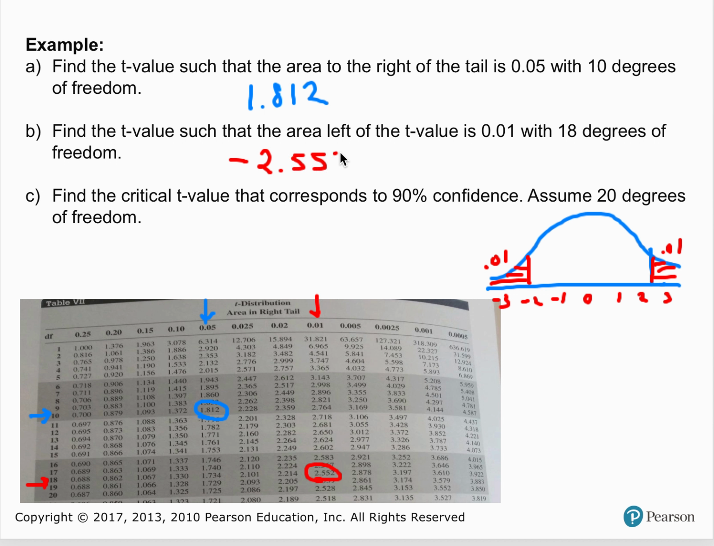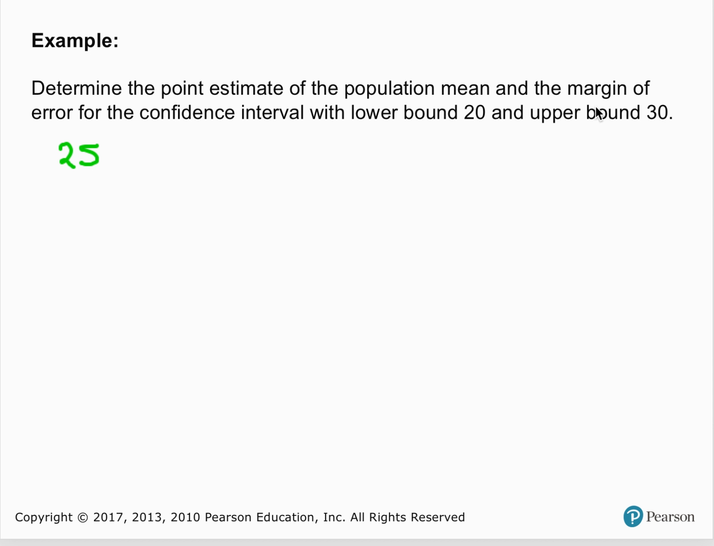Okay. Determine the point estimate of the population mean and the margin of error for the confidence interval with a lower bound of 20 and an upper bound of 30. Well, think about this. The point estimate should be in the middle of your confidence interval. So if your confidence interval bounds are between 20 to 30, then your point estimate would have been 25, right? And this one's easy to see what's halfway in between there, but if you had two numbers, remember, and you want to find halfway in between them, add them together, divide by 2.